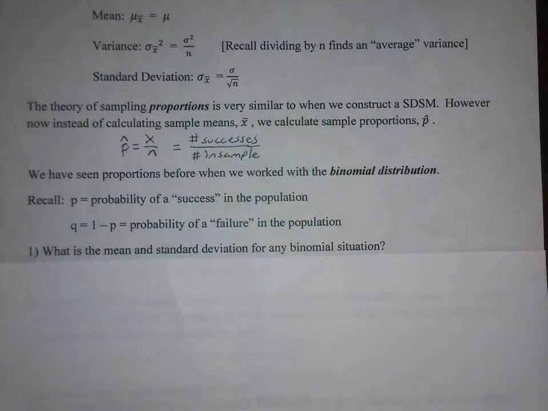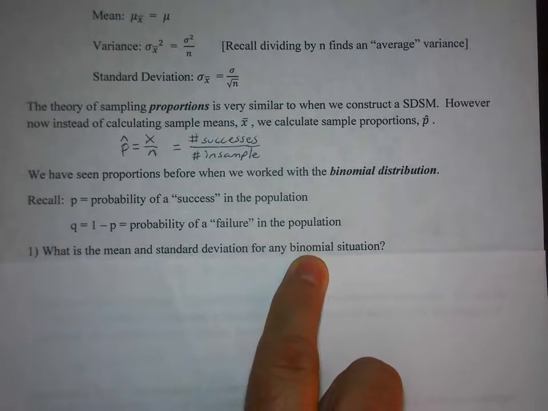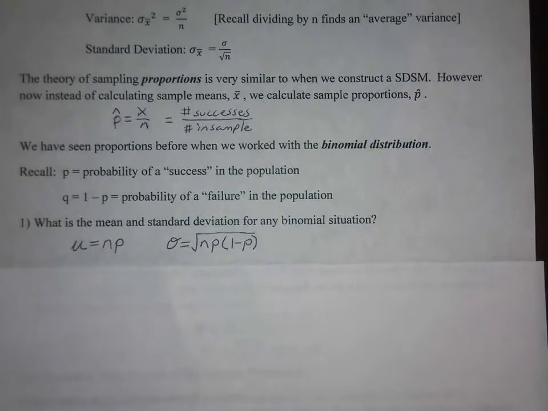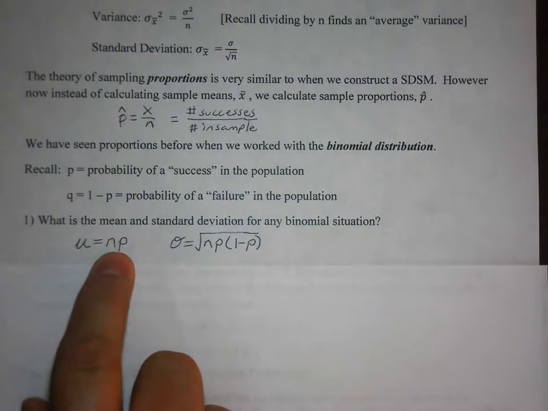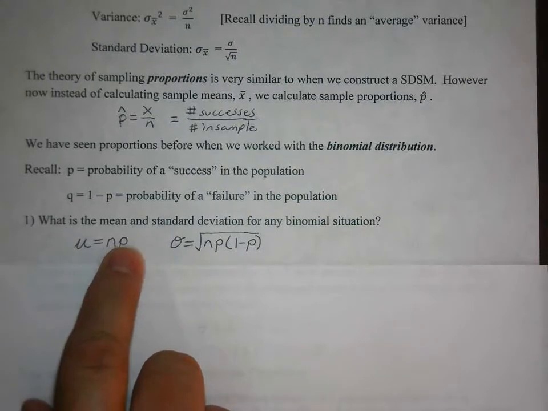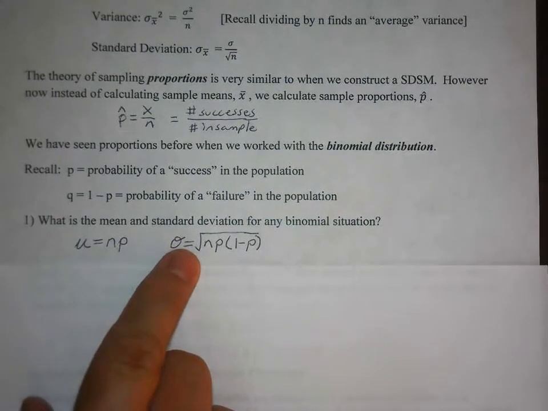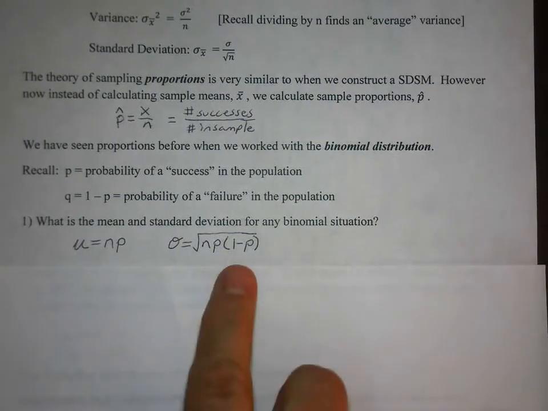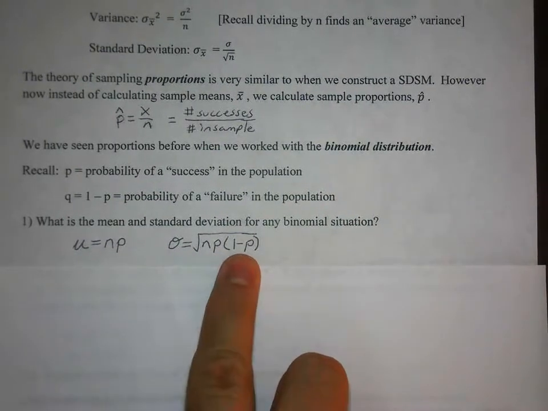And the mean and standard deviation for any binomial situation, this goes back to formulas you used before. The mean equals n times p, so your sample size times the probability of success. And then the standard deviation is the square root of np times 1 minus p. And sometimes I'll write that as square root of npq.